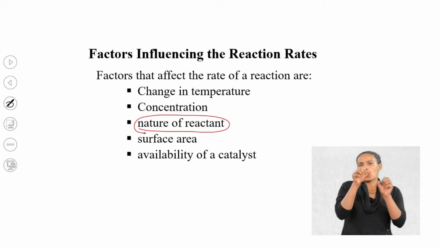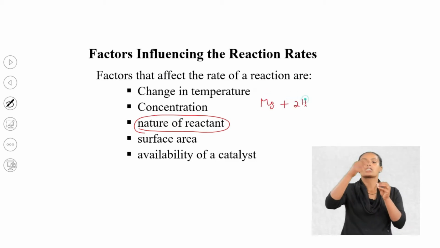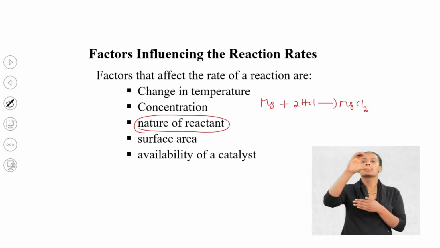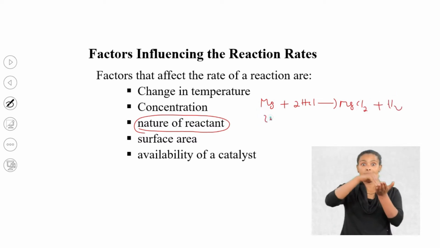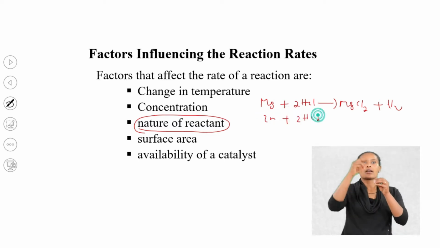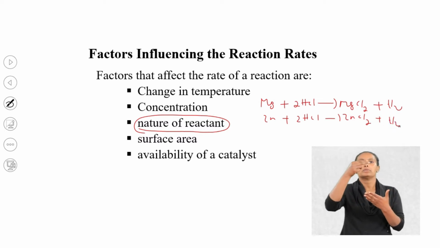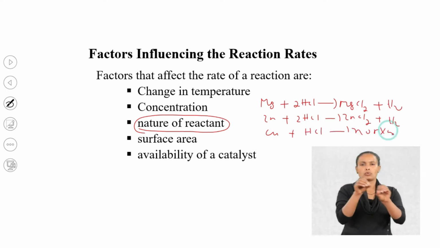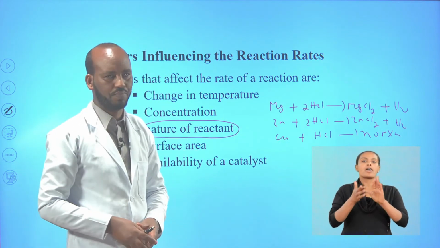You can take this as an example. Magnesium plus hydrochloric acid to form magnesium chloride plus liberation of hydrogen gas H2. Again, zinc plus hydrochloric acid HCl to form zinc chloride plus hydrogen gas is liberated. Copper plus hydrochloric acid, copper plus HCl, no reaction. You see? Now this is chemical behavior of reacting substance.